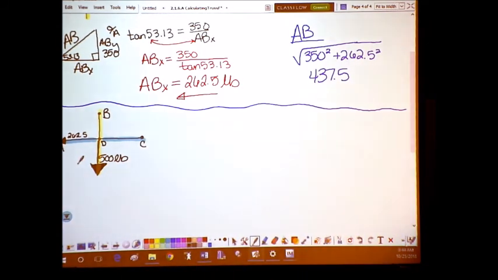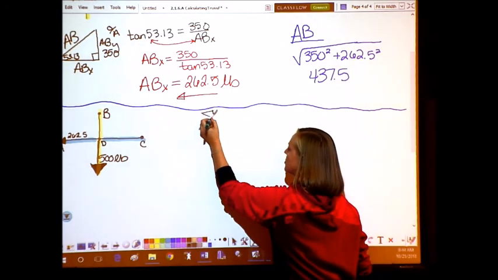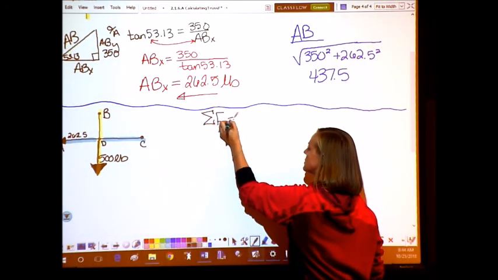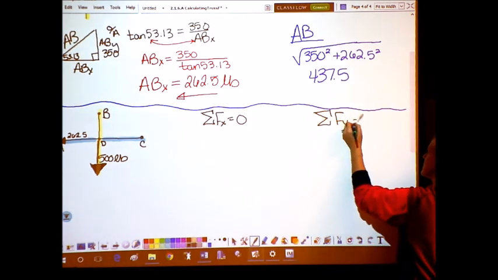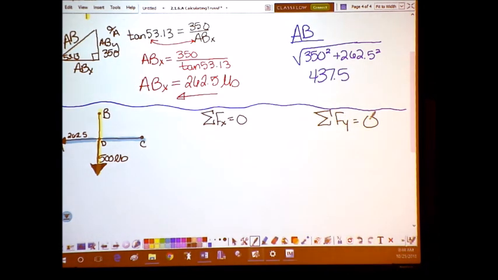All right, guys. We have everything we need now. So we move over here and we do our sum of the forces in the x direction. Those are the blue ones. And we do our sum of the forces in the y direction. Those are the yellow ones. They have to be 0, otherwise this particular truss will fall down.